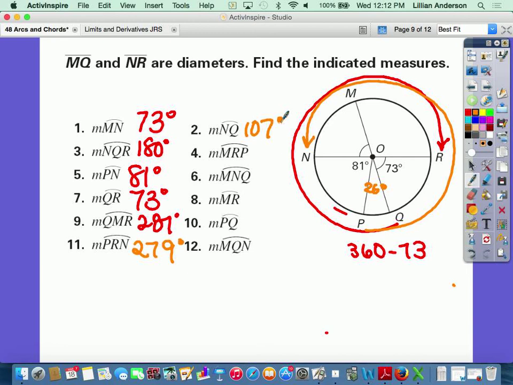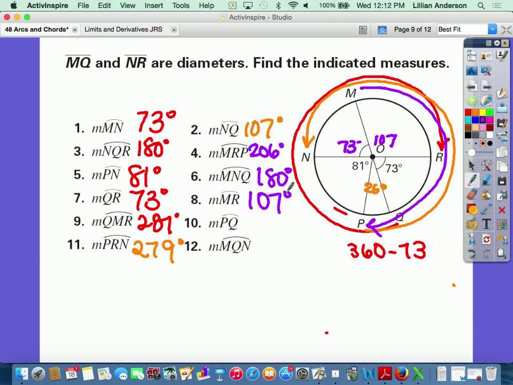What about M, R, P? M to R to P. 206. What was the measure of this central angle? 107. And you knew that because this one was 73. Okay? What about the measure of MQ? 180. What about the measure of MR? 107. It's just the measure of the central angle.